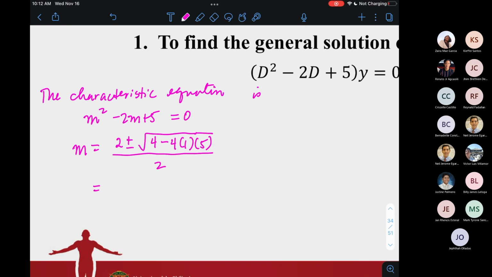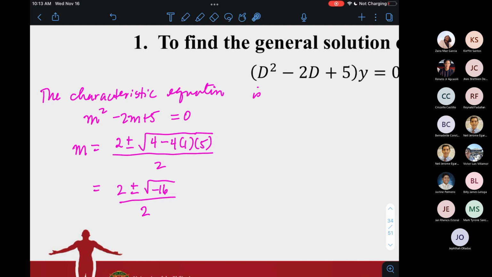Okay, so this will be 2 plus or minus, I'll have 4 minus 20, so that's square root ng negative 16 all over 2. And here's why I know that meron tong imaginary root. Kasi nagkaroon tayo ng square root ng negative 16. So hindi natin to sasabihin na there exists no solution because we allow the solutions to be imaginary numbers.